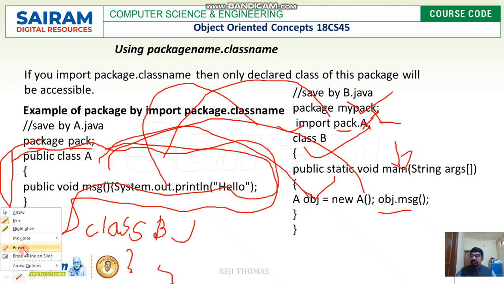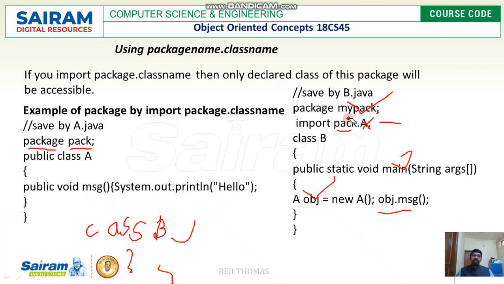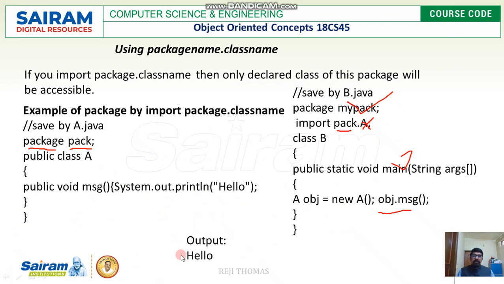Fine. So whichever class you need, just import it. We are not importing the entire package, and we are done with this. And finally, what is going to be the output? The output is going to be hello. How is this possible? This is done using package name dot pack. So please do remember, you have to give the package name, then you put the dot, and you have to give the class name. Package name dot class name.